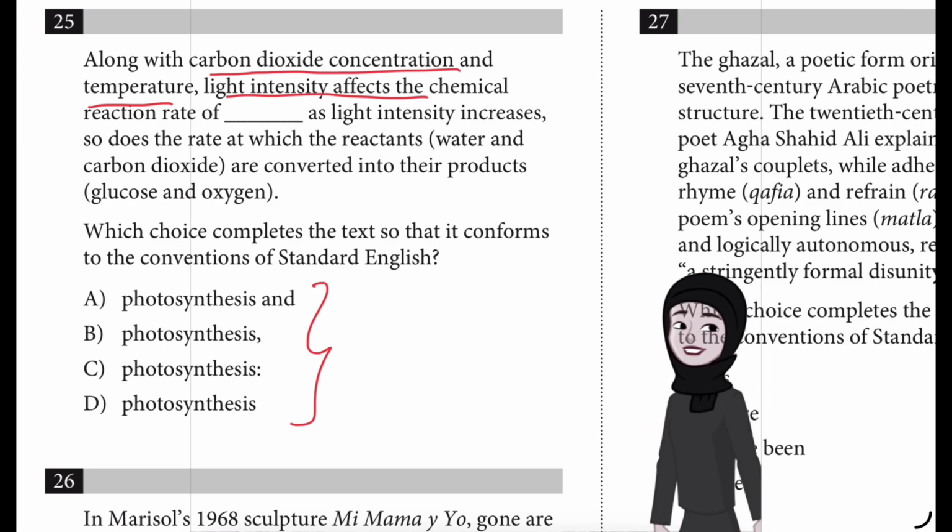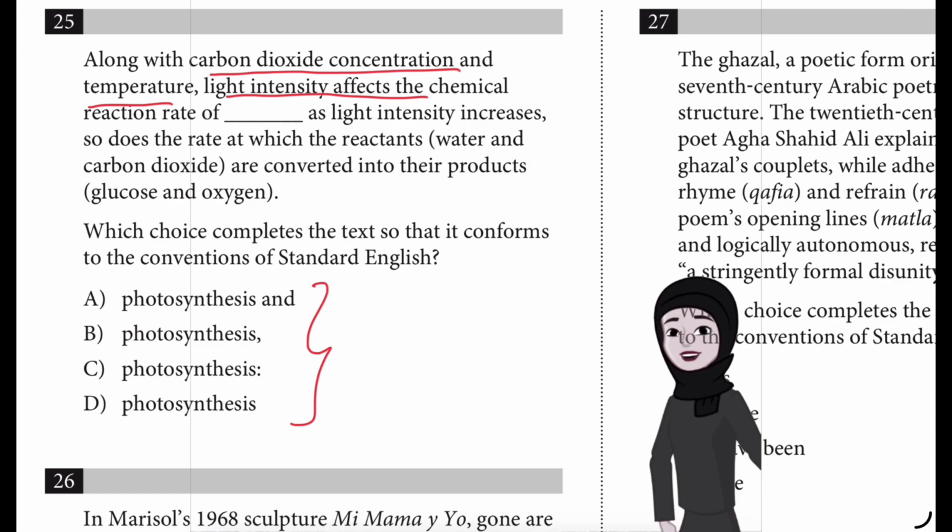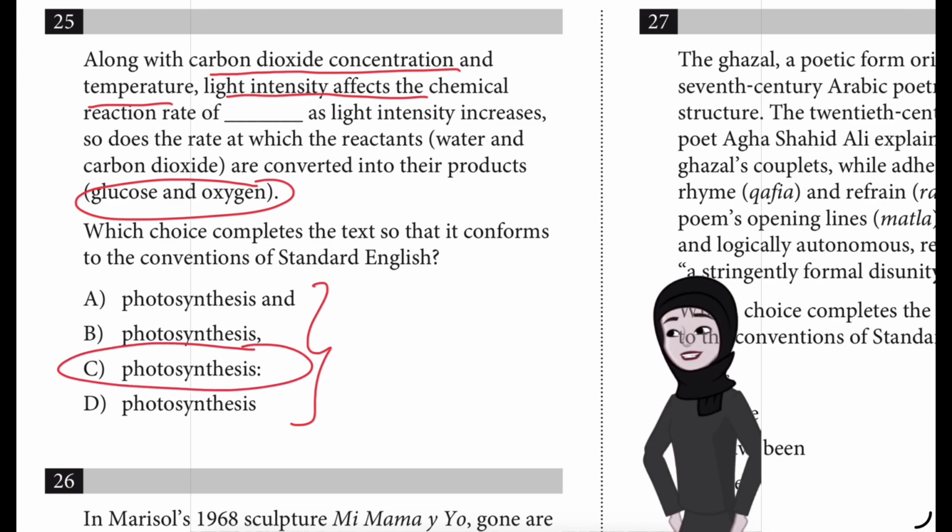So this is how photosynthesis uses carbon dioxide, temperature and light, and how the reactants, that is water and carbon dioxide, are converted and the products are generated, glucose and oxygen. This is what is generated. So which word should we use? If you said C, photosynthesis with the colon, that is the best answer.